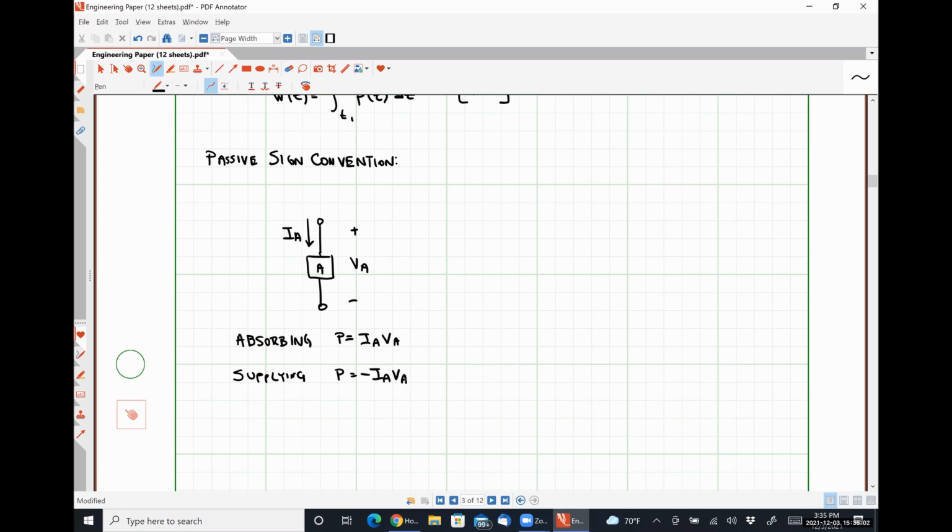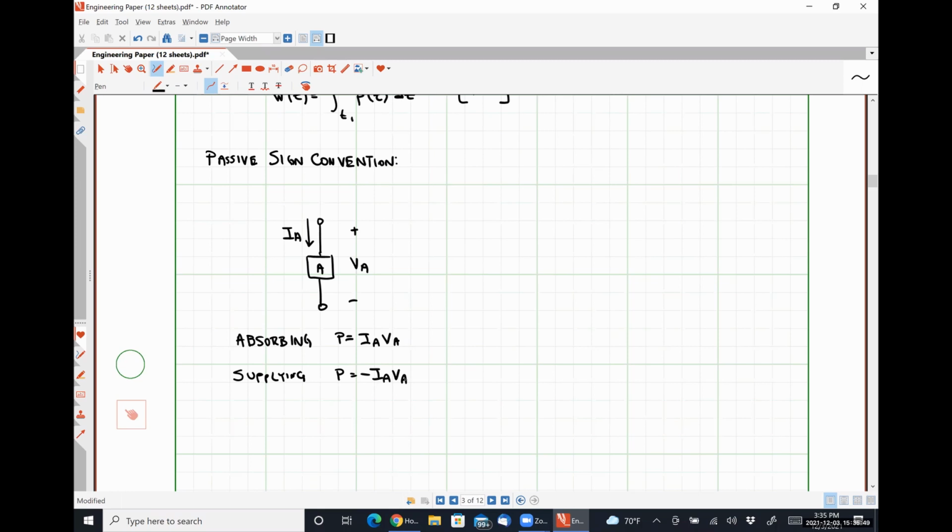So effectively, what this says is when the current is flowing into the positive polarity terminal, the product of V and I is the absorbed power. Okay? It does not matter if V is a positive voltage or a negative voltage. It does not matter if I is a positive current or a negative current. When the current is flowing into the positive polarity terminal, the product of I and V gives you the absorbed power. Supplied power is nothing more than negative absorbed power.